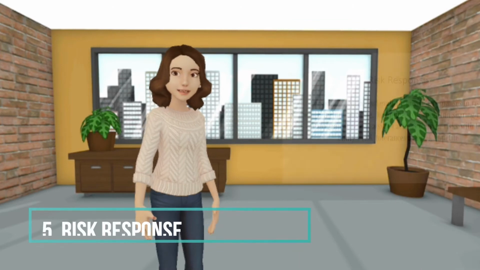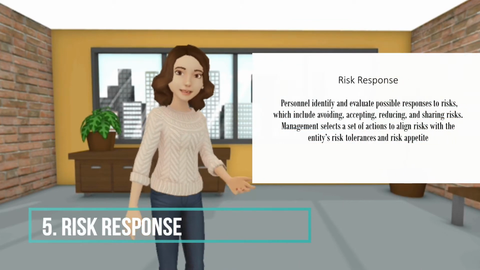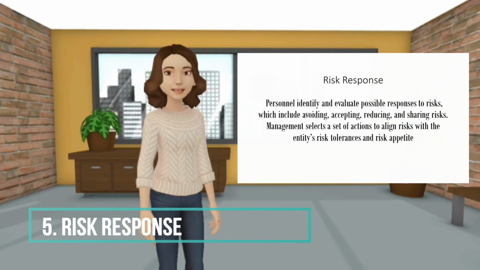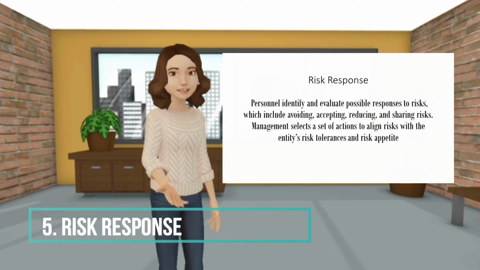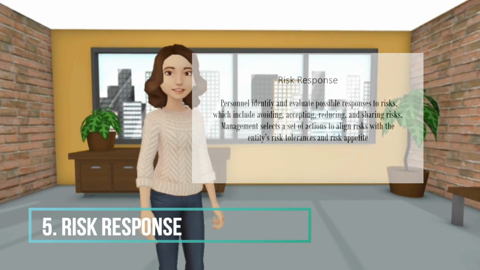Risk response: personnel identify and evaluate possible responses to risk, which include avoiding, accepting, reducing, and sharing risk. Management selects a set of actions to align risk with the entity's risk tolerance and risk appetite.